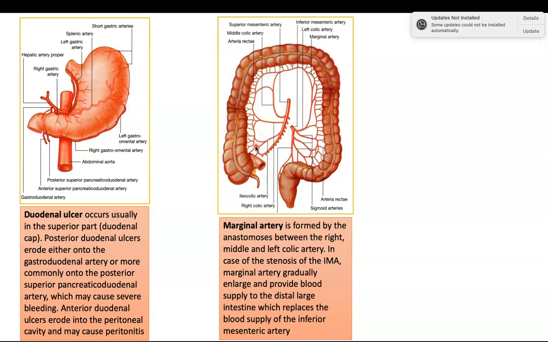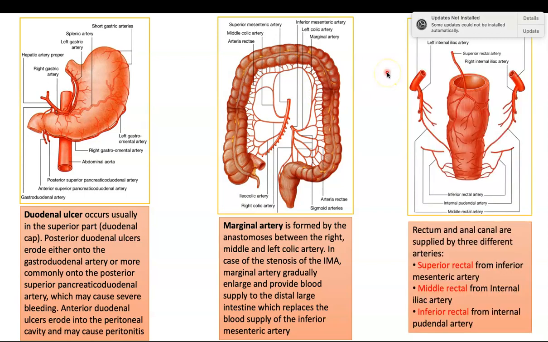Now, what is the importance of the marginal artery? For any reason, for example, an aneurysm in the aorta or at the beginning of the inferior mesenteric artery may occlude the inferior mesenteric artery. Then the region normally covered by the inferior mesenteric artery will not get blood supply from it. But in that situation, the marginal artery, which is formed by the branches of the superior and inferior mesenteric arteries, will now provide blood supply to the area normally supplied by the inferior mesenteric artery. So that is the importance of the marginal artery.